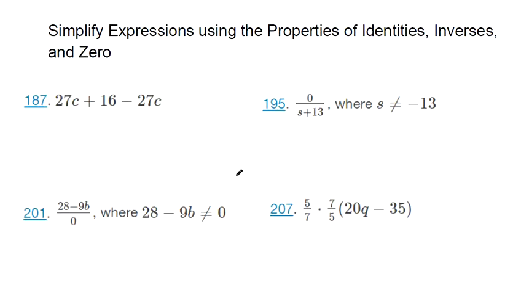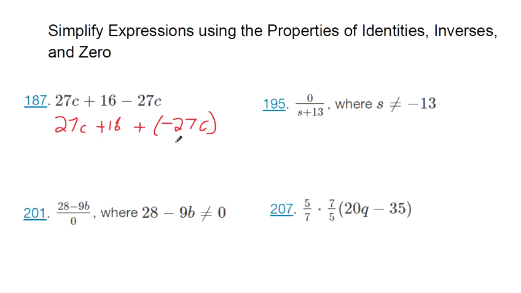So evaluating all these expressions, the one they want you to use here, 27c plus 16 minus 27c, they want you to use the associative property. You could think of this in your head as an all addition problem. You don't necessarily have to write it out like this. You can rearrange addition and subtraction as long as you keep the sign to the left of the number, but you could write it like this too.